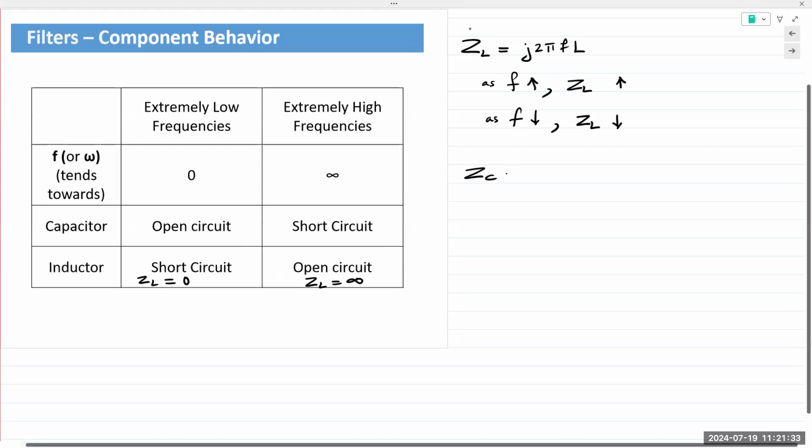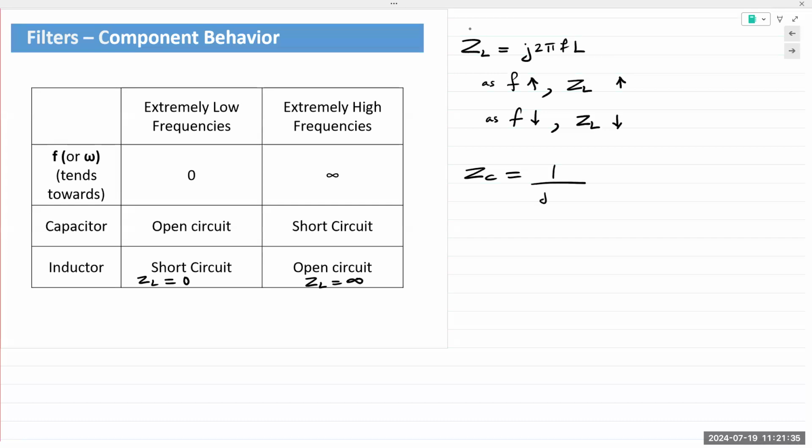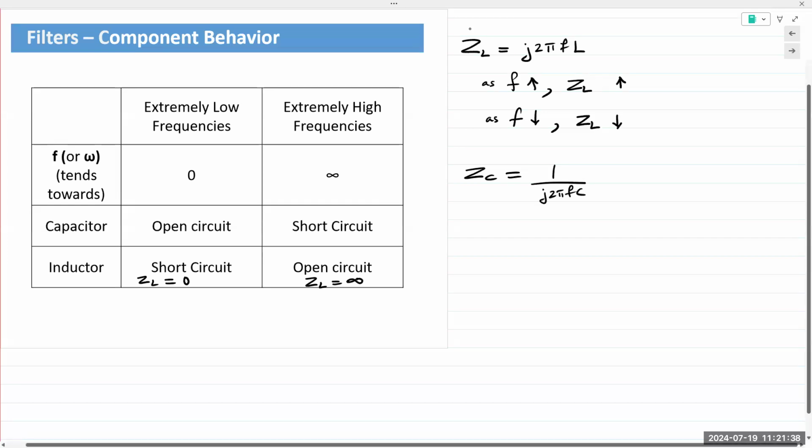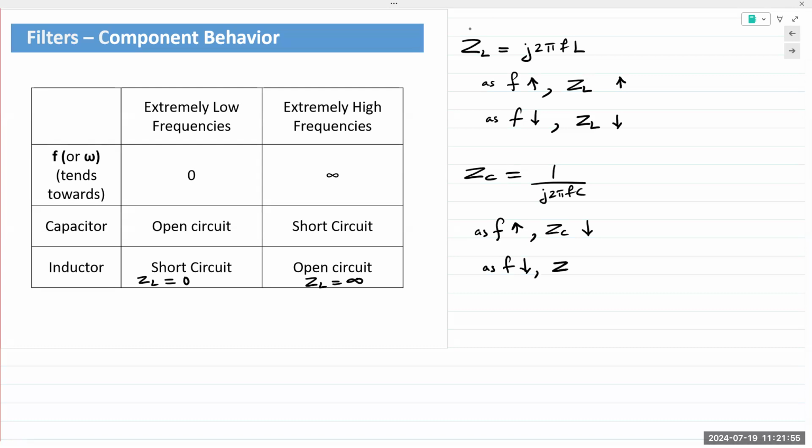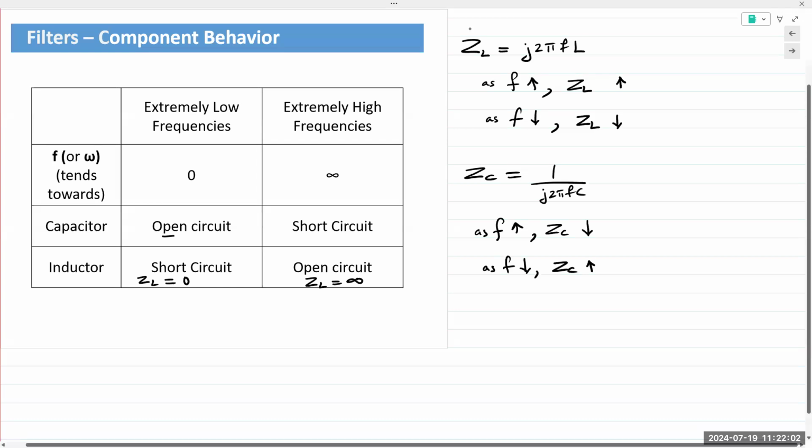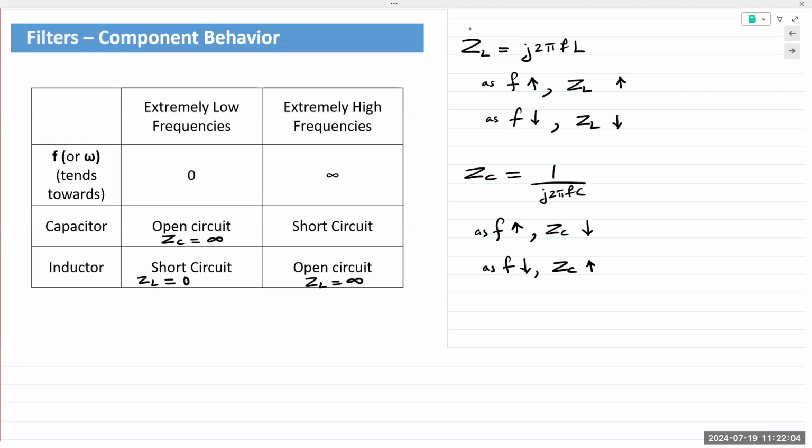ZC, on the other hand, is the exact opposite. You have 1 over j 2 pi FC. As the frequency increases, ZC decreases. And as the frequency decreases, ZC increases, inversely proportional. Capacitor behaves like a short circuit for DC. I'm sorry, open circuit for DC.